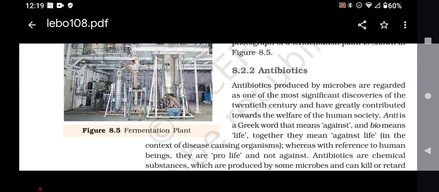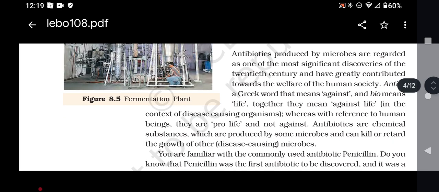Antibiotics. Antibiotics produced by microbes are regarded as one of the most significant discoveries of the 20th century and have greatly contributed towards the welfare of human society. Anti is a Greek word that means against, and bio means life. Together they mean against life in the context of disease-causing organisms, whereas with reference to human beings, they are pro-life and not against.